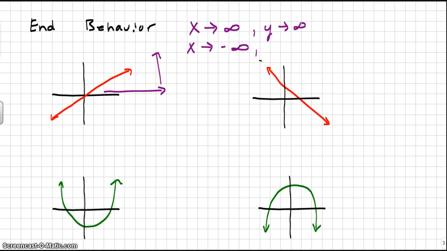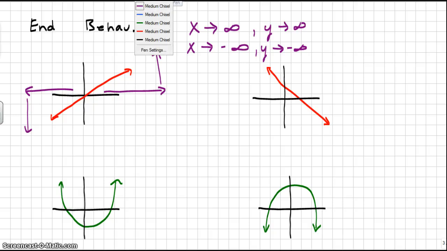And the exact opposite is true for when x approaches negative infinity, because as I pick smaller and smaller numbers for my x, my y values get smaller and smaller. So as x approaches negative infinity, y also approaches negative infinity. And this is for a positive linear function.